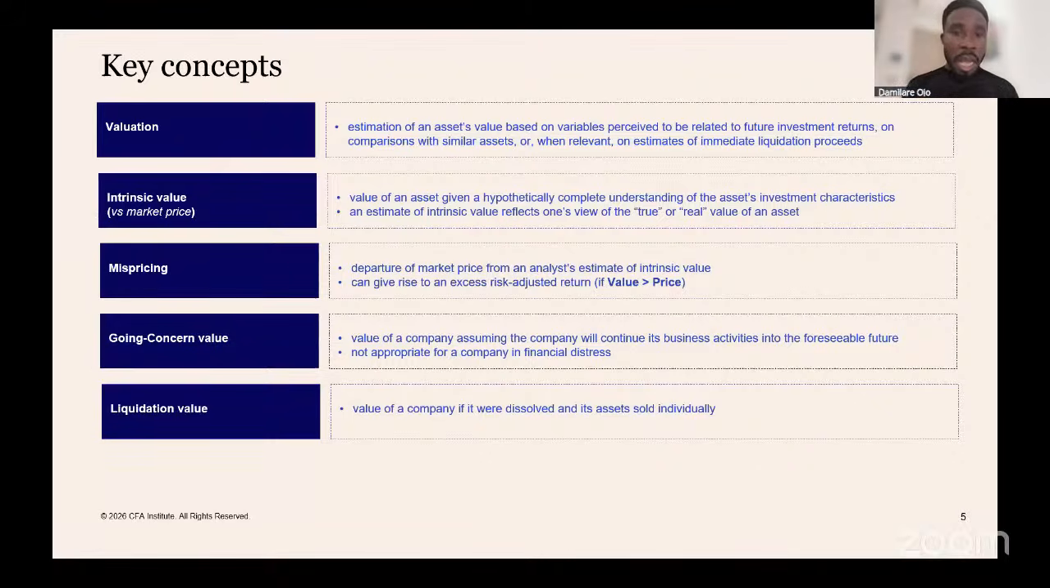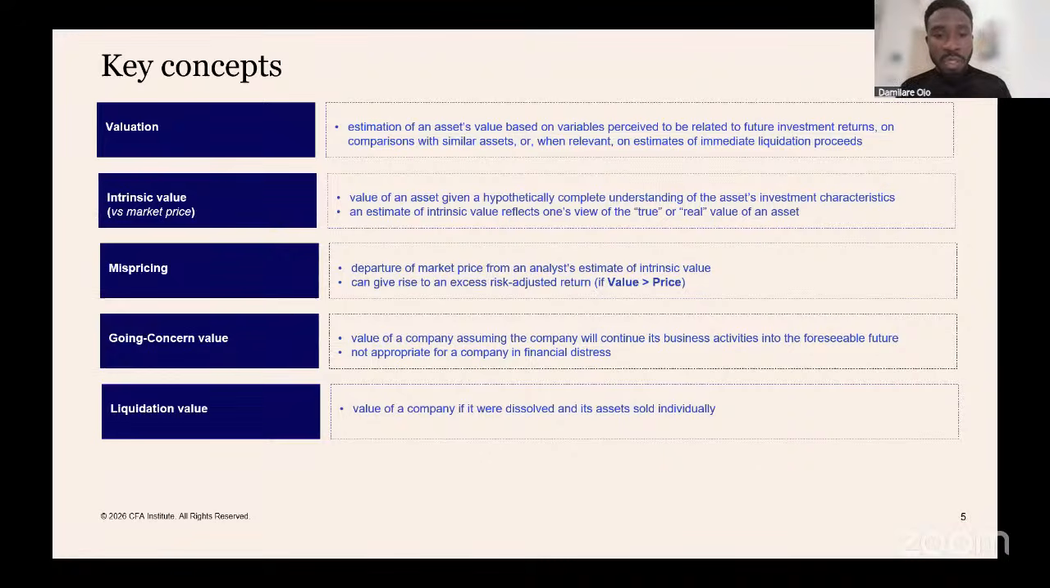Okay. So a going concern value is simply saying, when we are estimating the value of a company, we assume that the company will continue to exist into the foreseeable future, which means there is no risk of the company folding up or liquidating. You value the assets or the company or whatever you are valuing on a going concern basis. So when you say going concern value, it's simply the value of a company when you assume that the company will continue to exist into the foreseeable future.